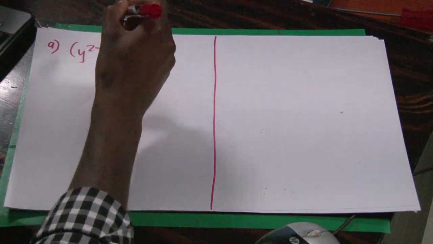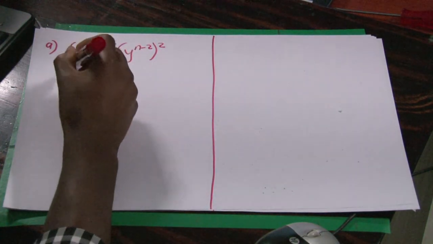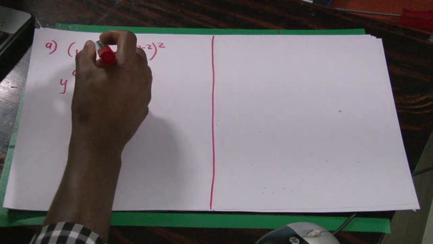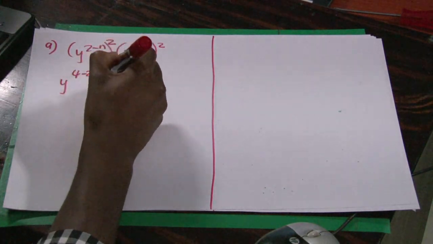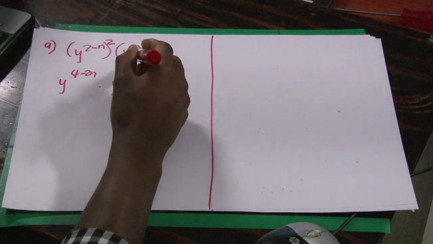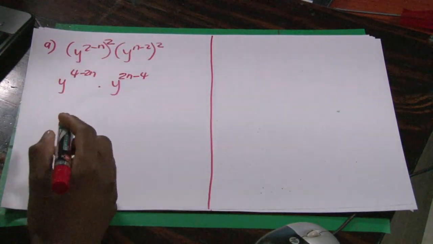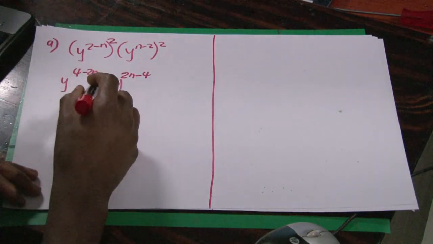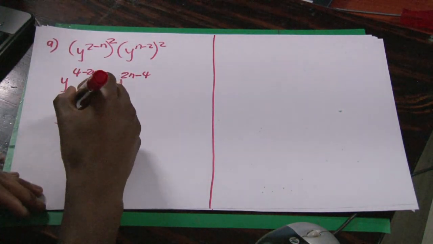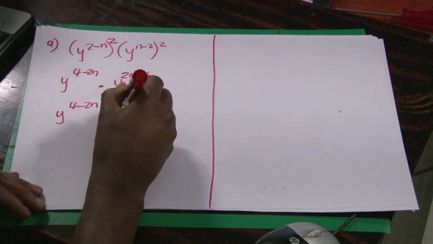This is 2 to the power 2. So you open the brackets. 2 to the power 2 times 2 gives you 4, minus 2 times 2 gives you minus 2n. Multiply that 2 by everything under the brackets, the exponents, it will be 2n minus 4. The bases are the same and you are doing multiplication. What to do with the indices? You add them. So you have y to the power 4 minus 2n plus 2n minus 4.